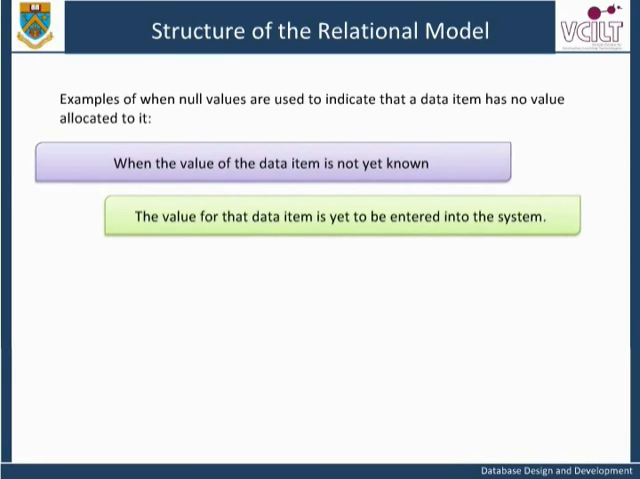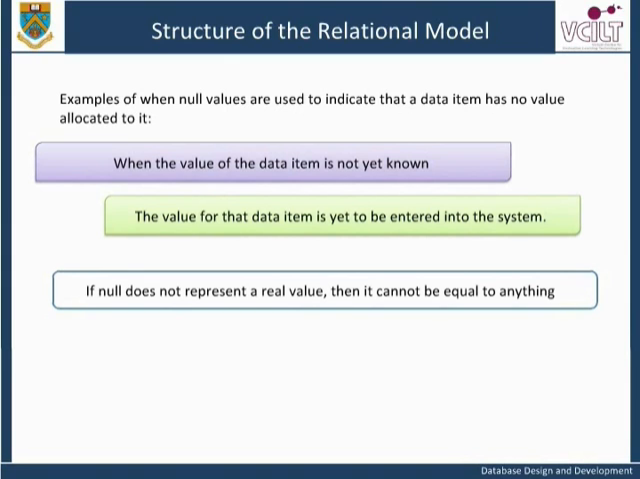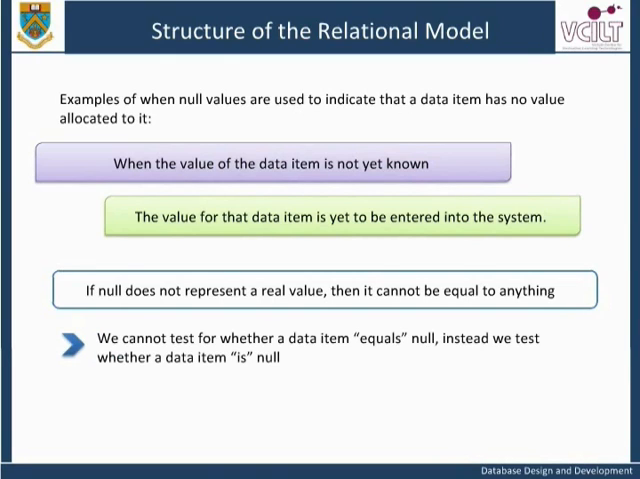Let's make a small note on terminology because null values, strictly speaking, are not any real value at all. We do not talk about a data item being equal to null. The logic of this is that if null does not represent a real value, then it cannot be equal to anything. This has direct consequences for the syntax and semantics of query languages of database systems that employ null values. The practical result of this is that you cannot test for whether a data item equals null. Instead, we test whether a data item is null. That is, we use the word is rather than the word equals.